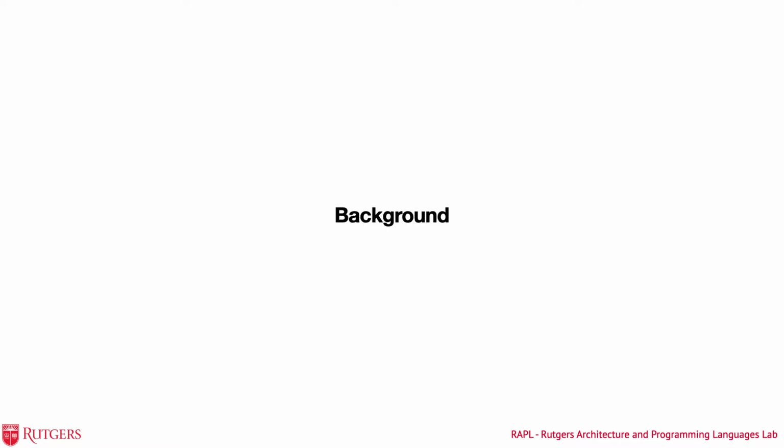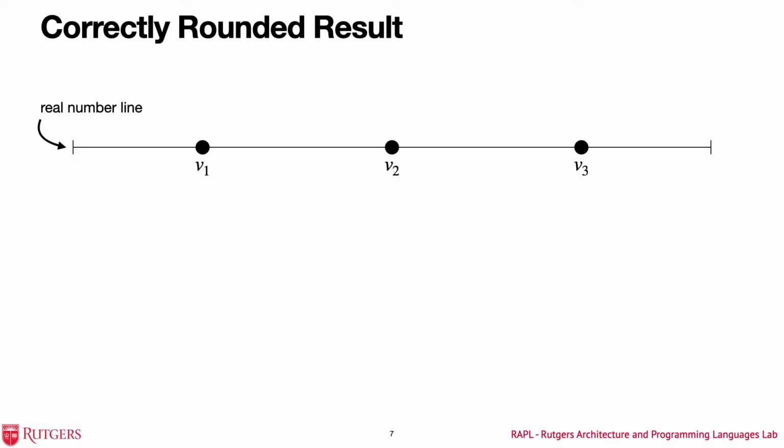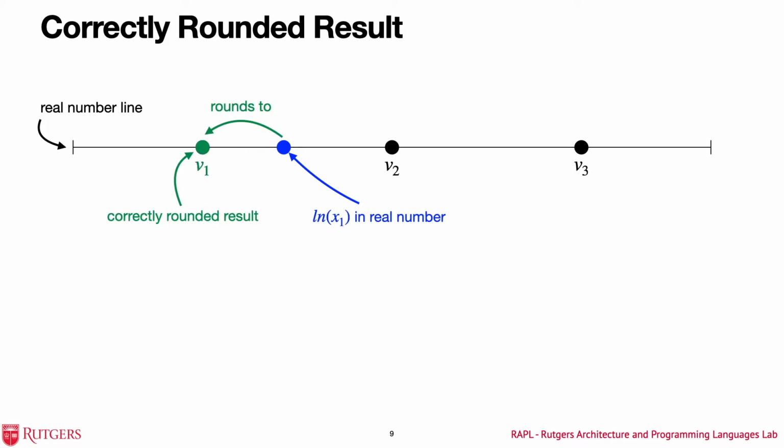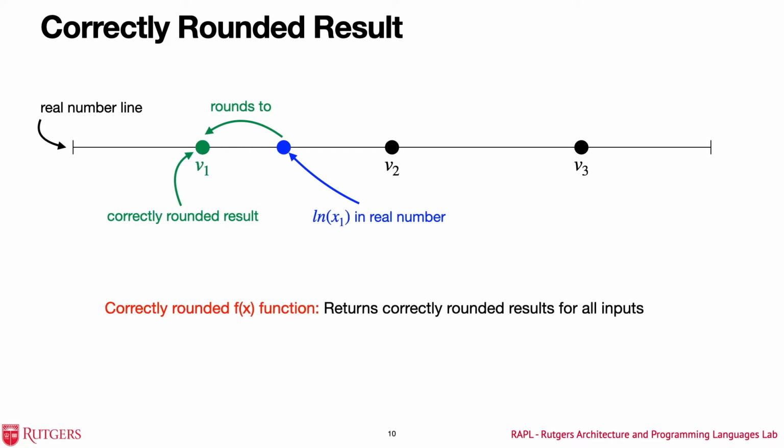So let me first start off by describing what a correctly rounded result is. Consider this real number line here. A 32-bit float can only represent finitely many values. So if you can't exactly represent a value like natural log of x1, in this blue value, then you have to round it to a 32-bit float value, which in our case is the green v1. So v1 is the correctly rounded result of natural log of x1. An approximation function that produces the correctly rounded results for all inputs is called the correctly rounded approximation function. And a math library where every approximation function is a correctly rounded approximation function is called the correctly rounded math library.